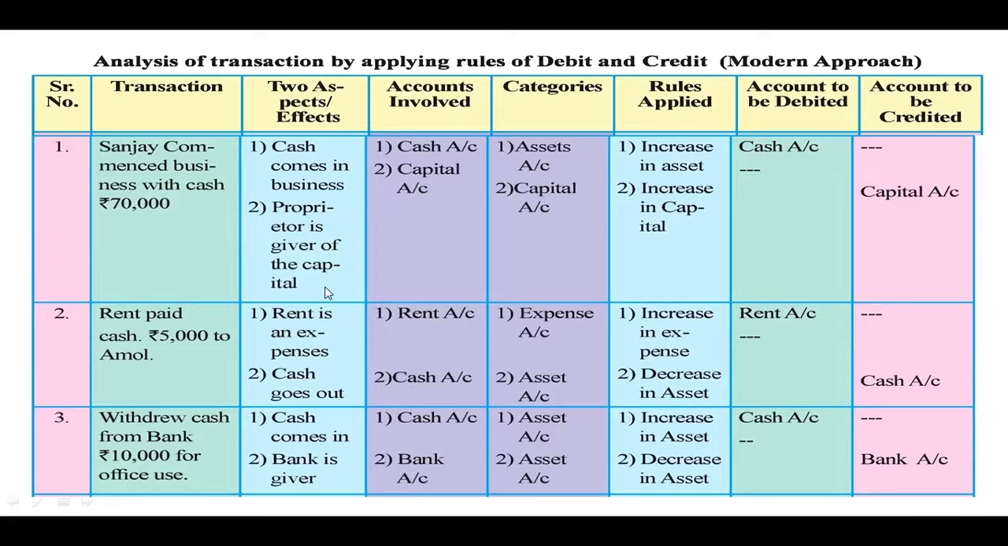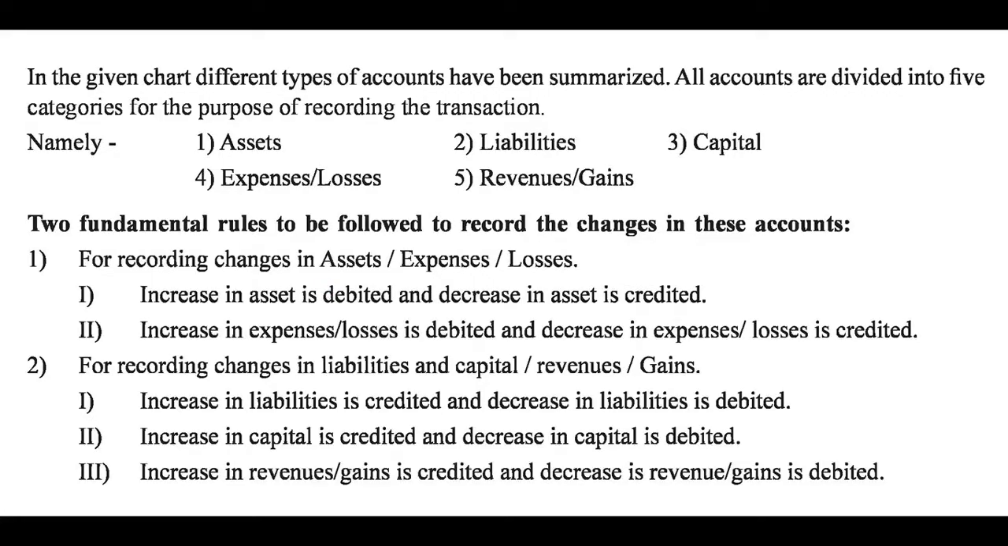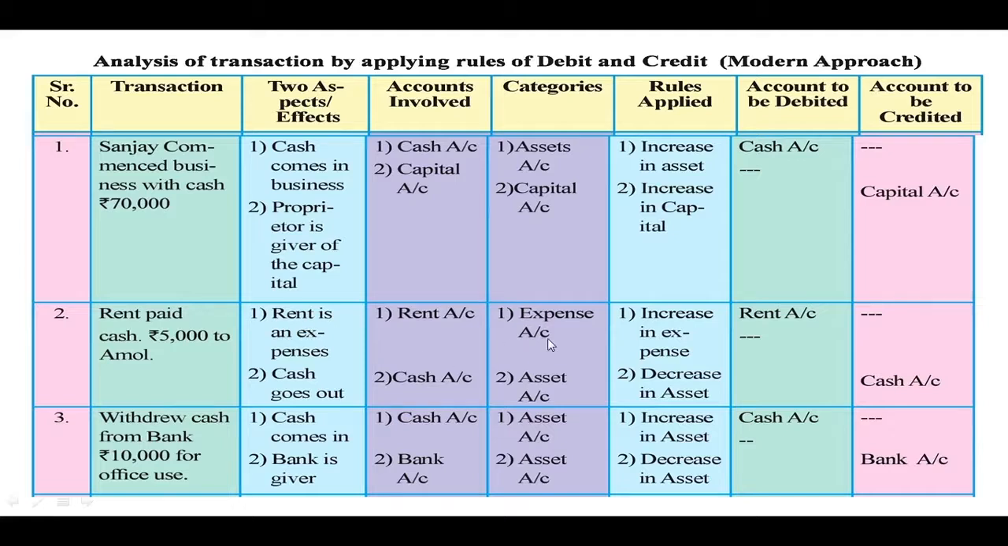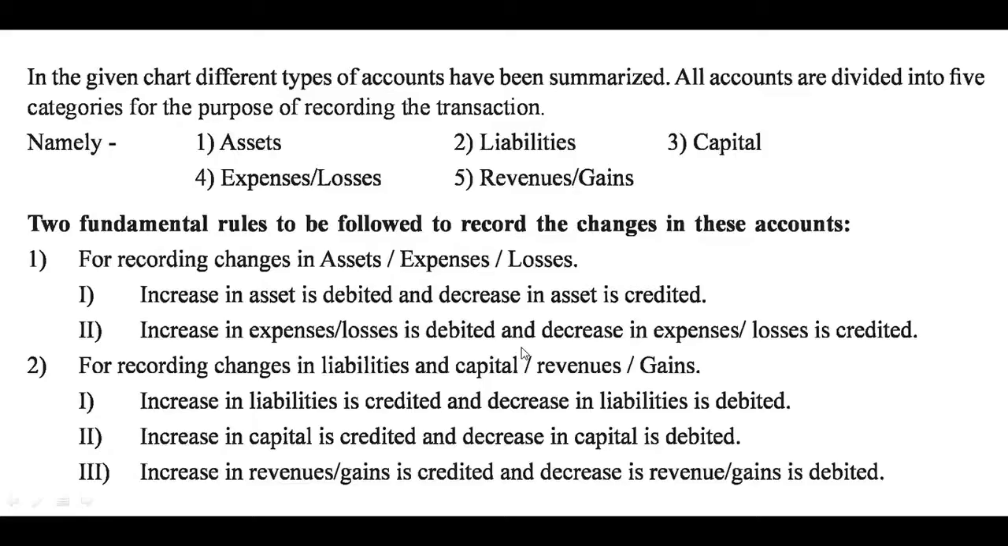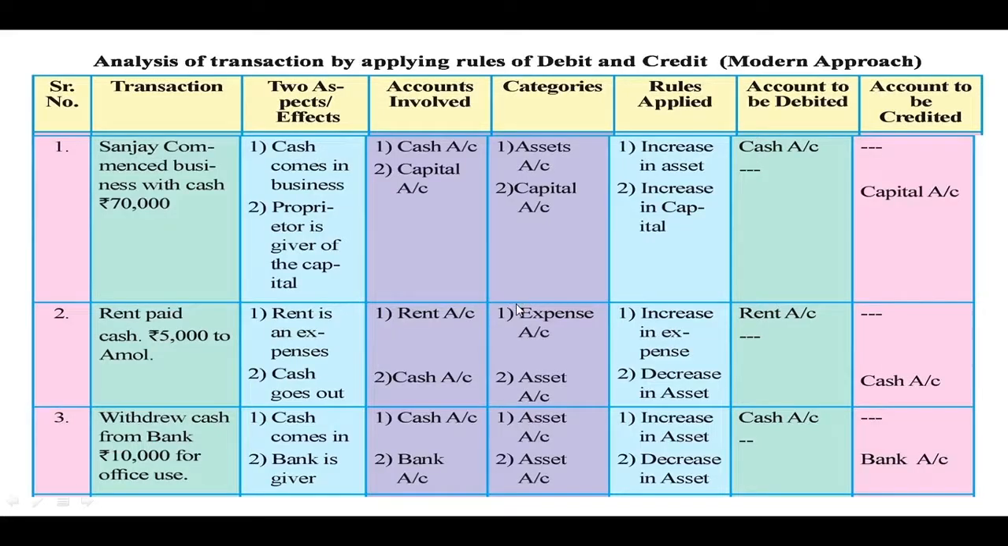So here the rules are given as per the modern approach. Second rule, here you can see increase in expenses and losses is debited. When rent is paid, the expenditure increases. So here you can see increase in expense. So that is why rent account is debited. Now cash is the asset account. Now cash goes out of the business. When cash goes out of the business, there is decrease in asset. And as per the rule, you can see here in the first rule, decrease in asset is credited. So that is why we have to credit cash account.